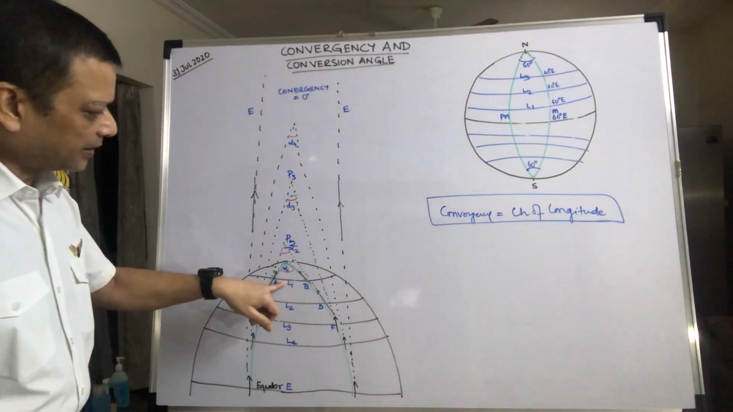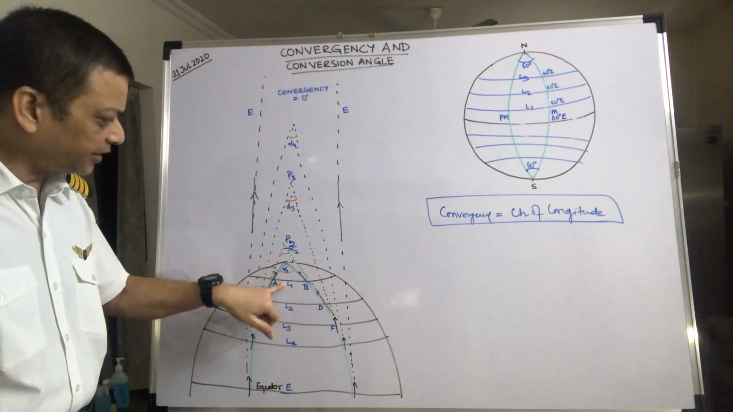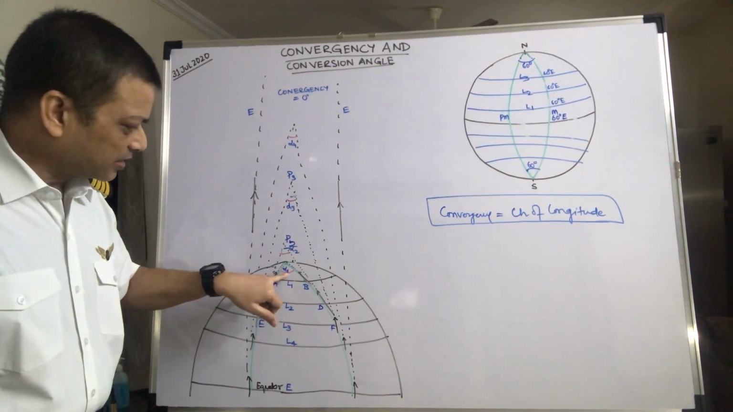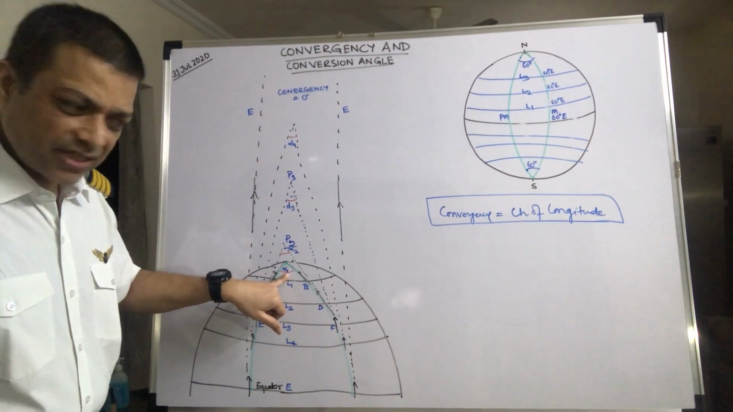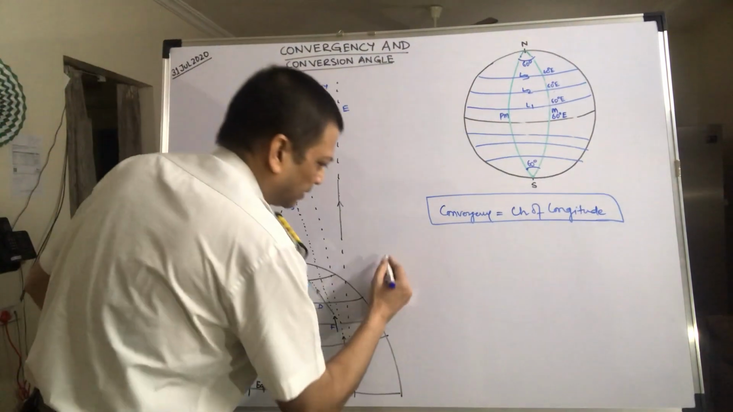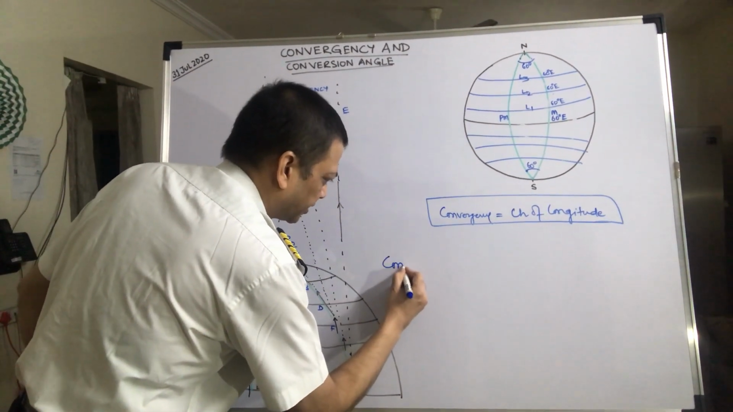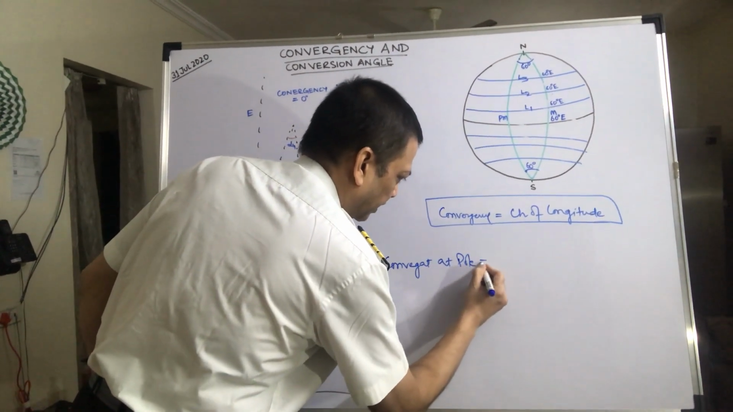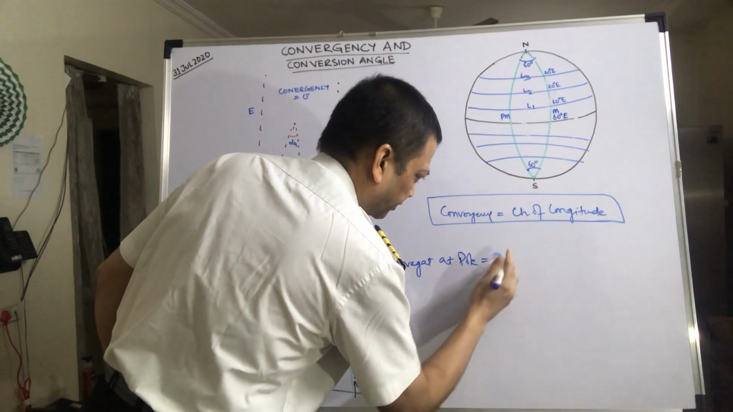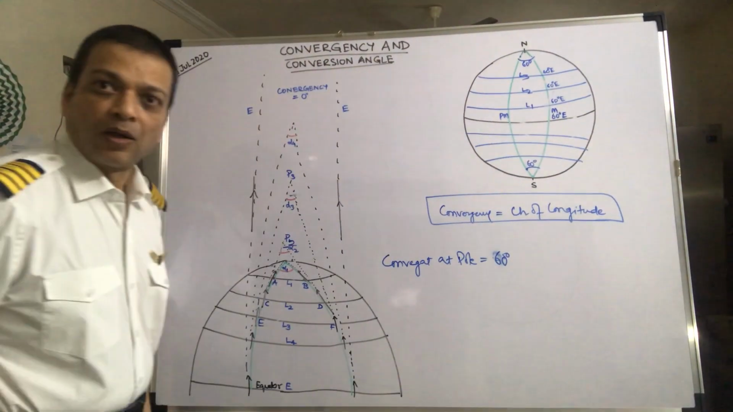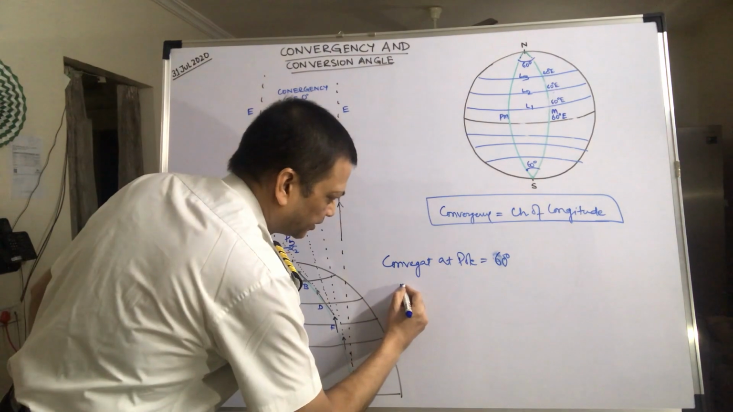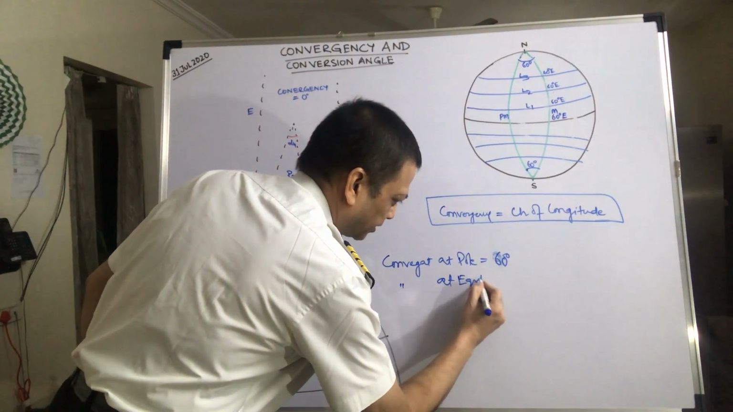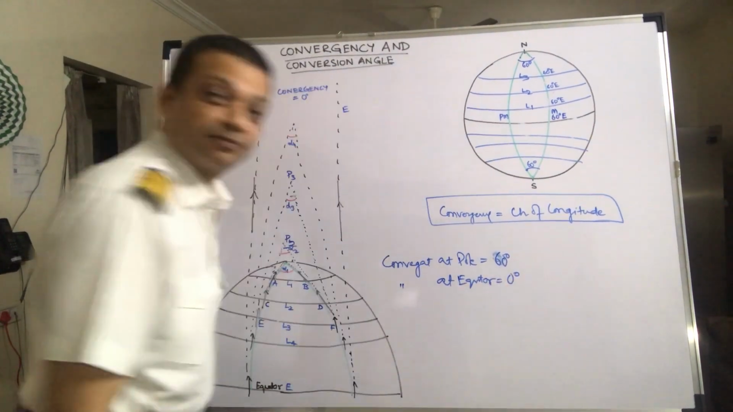However, if you see here, at the higher latitudes or at the poles, it is subtending 60 degrees. It means that the convergency at the pole is equal to 60 degrees, whereas the convergency at the equator is equal to 0 degrees.